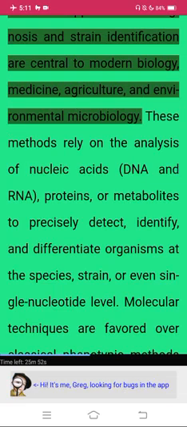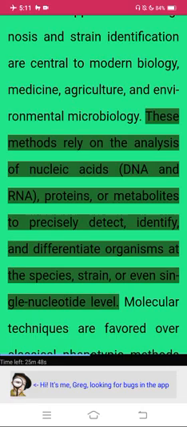Molecular approaches to diagnosis and strain identification are central to modern biology, medicine, agriculture, and environmental microbiology. These methods rely on the analysis of nucleic acids, DNA and RNA, proteins, or metabolites to precisely detect, identify, and differentiate organisms at the species, strain, or even single nucleotide level.